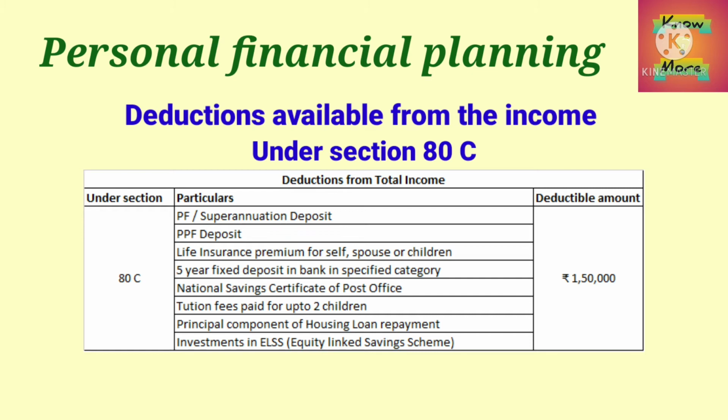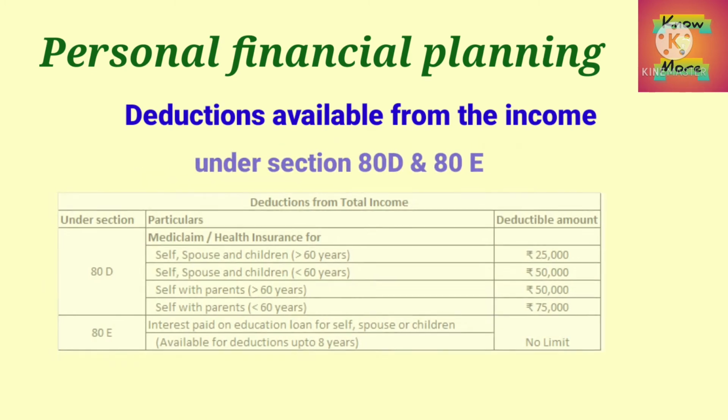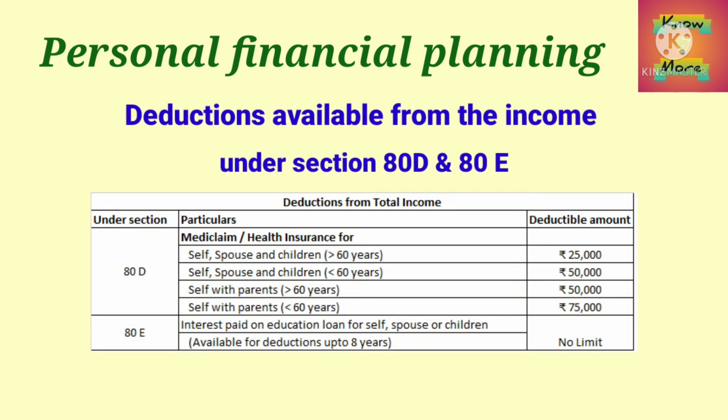However, the maximum limit to claim these deductions altogether under 80C is Rs 1,50,000 from the income in the financial year 2021-22. The next is deductions under Section 80D.